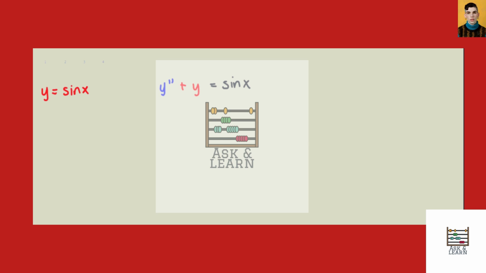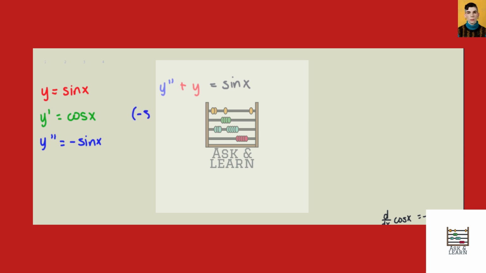So we need to find y double prime. First, let's remember that the derivative of cosine is negative sine x, and the derivative of sine is positive cosine x. Those are just some identities to remember. So let's take our derivative of sine. We're going to get cosine x. And if we take the derivative of that, we get negative sine x. So we're just going to plug those into our equation here.